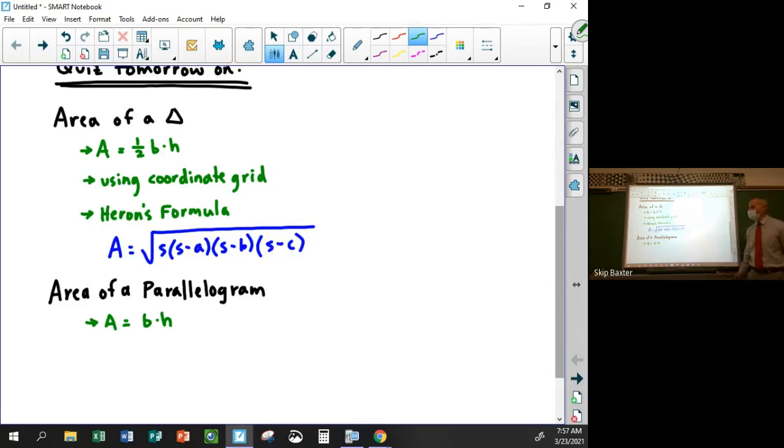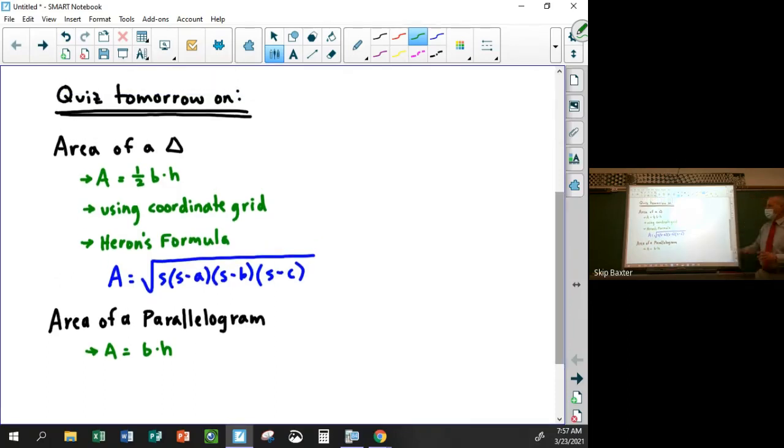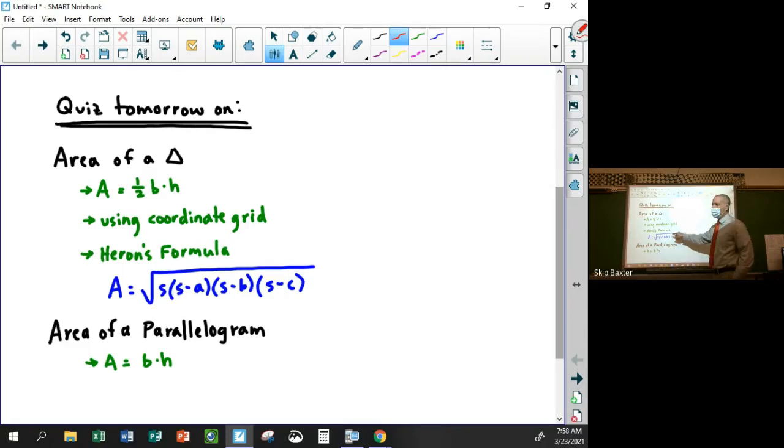Okay. Any questions on any of that stuff? That's for tomorrow's quiz. You want a problem on that Heron's formula again? You want me to do one of those? Sure, yeah. Okay. So remember, Heron's formula is used if you have all three sides of the triangle. So suppose you have a triangle that looks like this, and its side lengths are 2, 3, and 4.